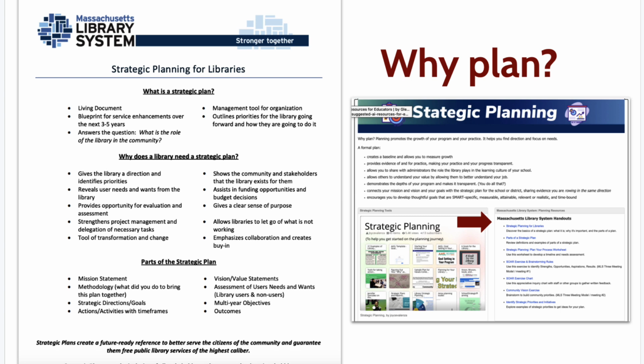I am going to point you to the Massachusetts Library System, excellent documents on strategic planning for libraries. These are included on our LibGuide, and you'll see the arrow on the right that shows you exactly where they are right now. What is a strategic plan? Why does a library need a strategic plan? And the parts of the strategic plan are things that you may want to look at early on.